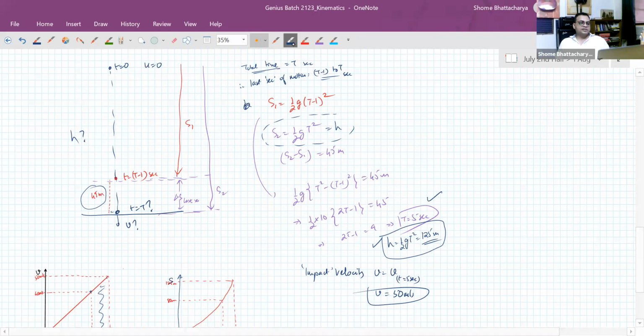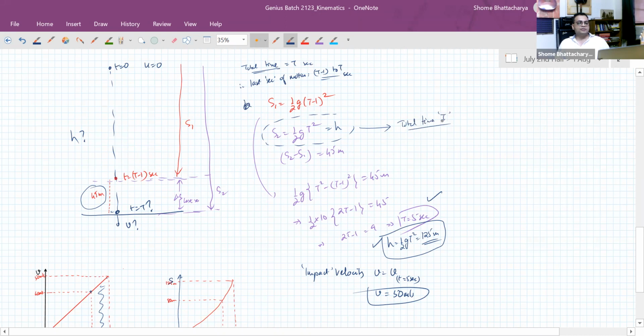Okay, so I'm going over my method again. So what the question said is that in the last 1 second it traveled 45 meters. So let me assume the total time it traveled is capital T. And in the total time, its displacement is S2. So S2 is equal to half GT squared, this equation. Total time of flight before it hits the ground is T. So in that the displacement is S2.